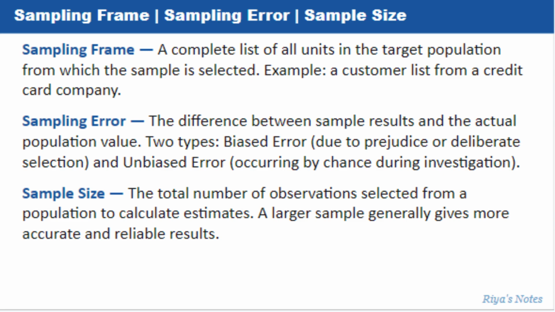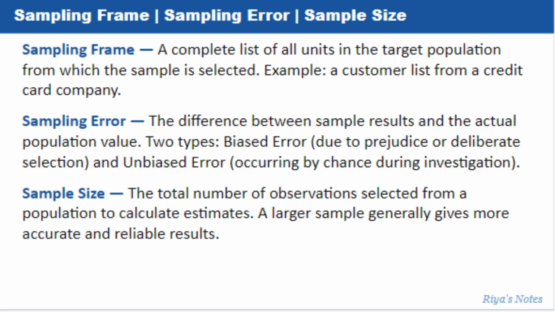Sampling frame, sampling error, sample size. Sampling frame, a complete list of all units in the target population from which the sample is selected. Example, a customer list from a credit card company. Sampling error, the difference between sample results and the actual population value. 2 types, biased error, due to prejudice or deliberate selection, and unbiased error, occurring by chance during investigation. Sample size, the total number of observations selected from a population to calculate estimates.